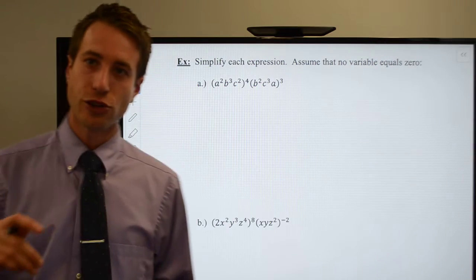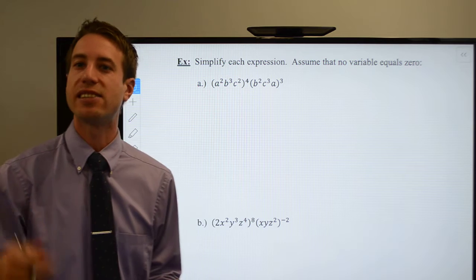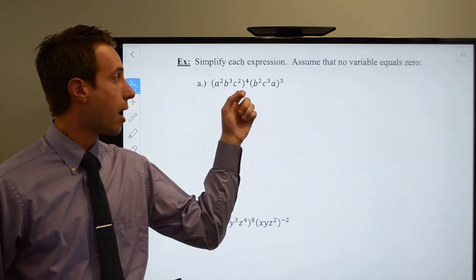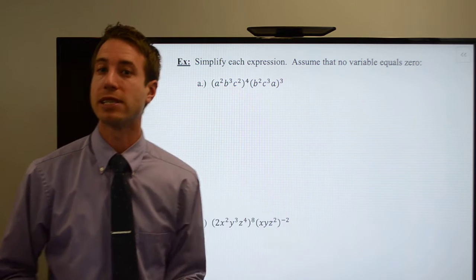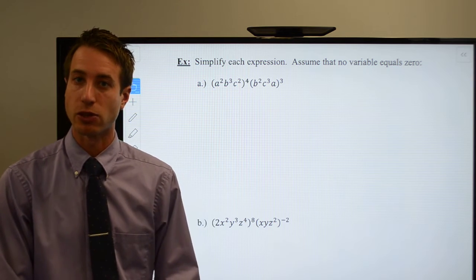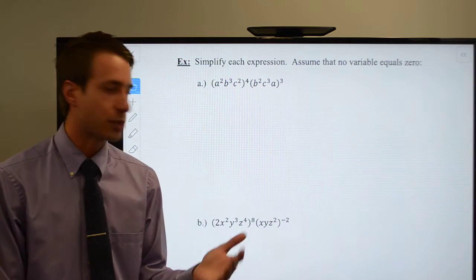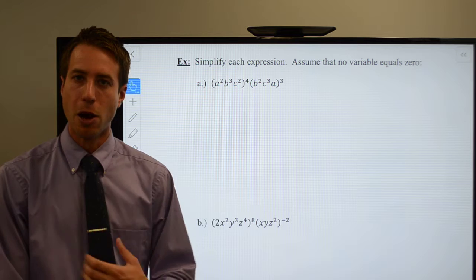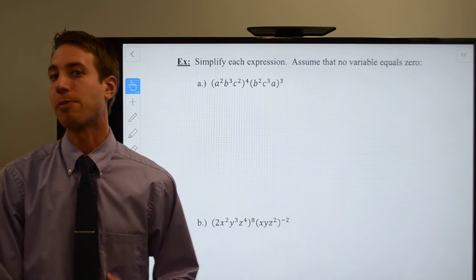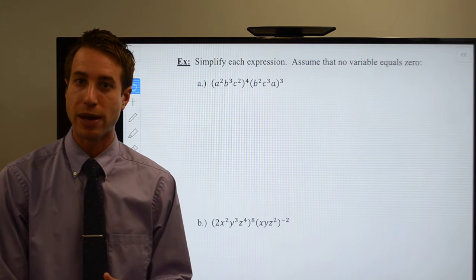Alright guys, welcome to this page of the notes. We're going to continue with this theme of solving expressions with exponents in them using the properties of exponents that you guys learned back in Algebra 1. At this point though, the problems just get a little bit more complicated. So I got a couple of example problems for us. We'll work our way through them together.